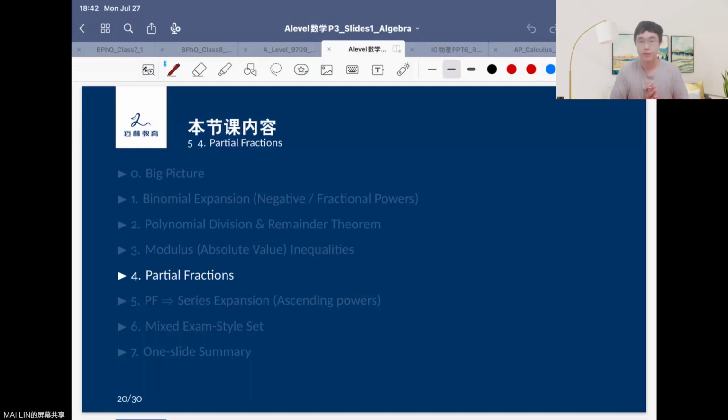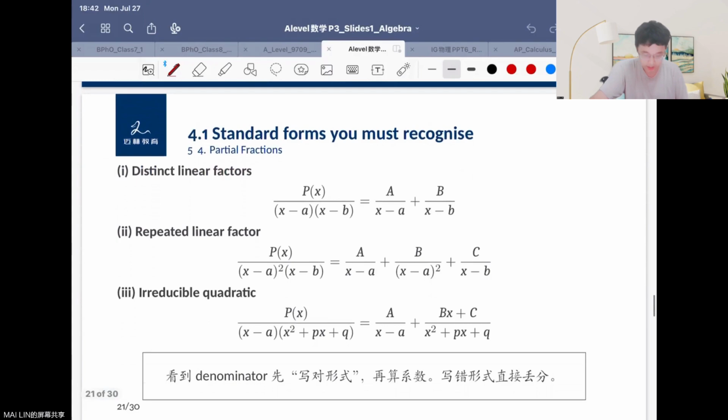Okay, hello guys. Today we are talking about partial fractions. So we come to this part. Here you can find there are several different kinds of partial fractions.